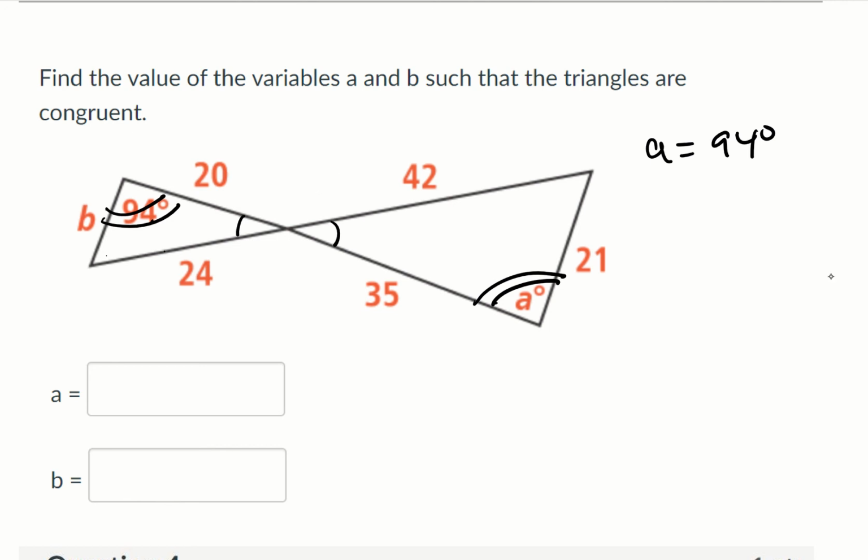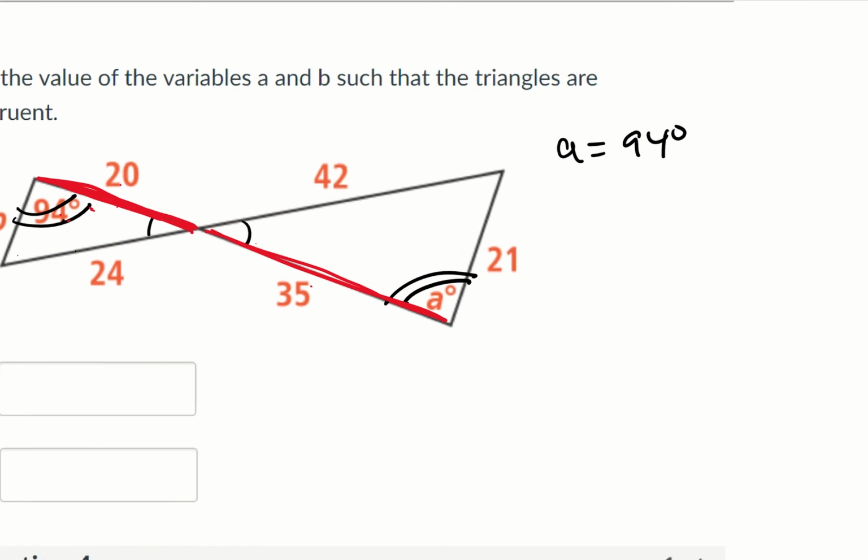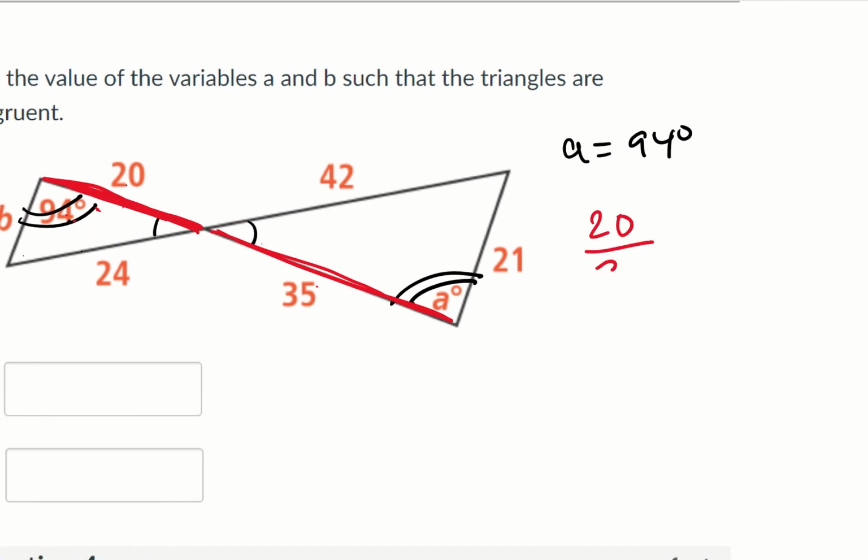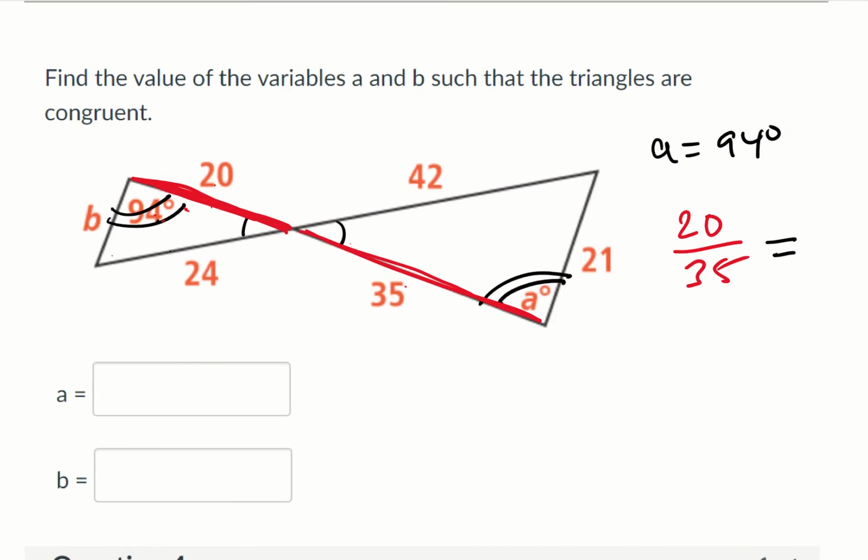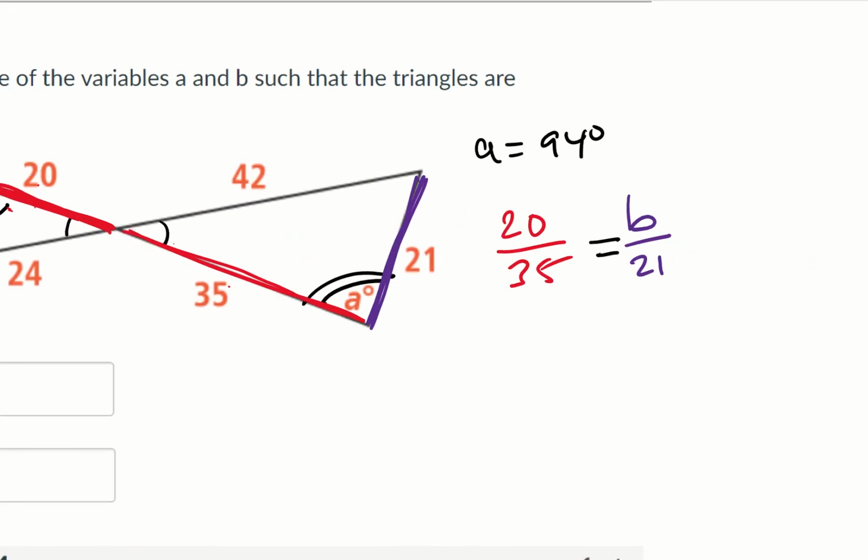So we have here 20 corresponds to 35 in this diagram, because you can see this 20 is between these two marks that I made. There's 35 is between those two marks that I made. If you do the transformation, you'll be able to see that as well. So 20 is to 35 as, in this case, if you look at 21 is beside the angle here, and so is B. So B is to 21. And you can use this to solve for B.